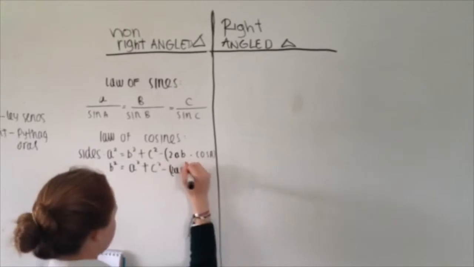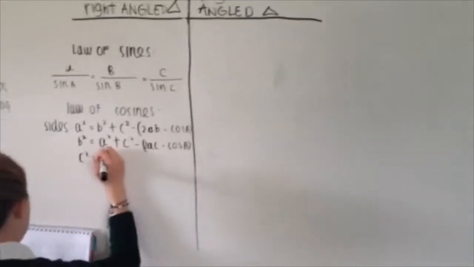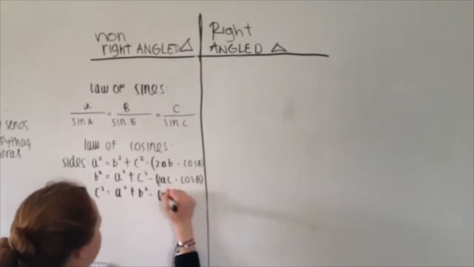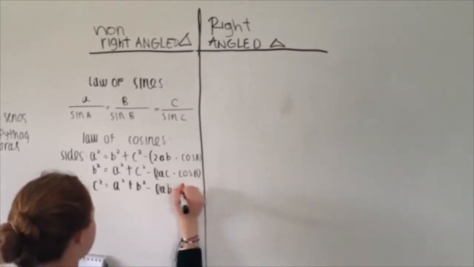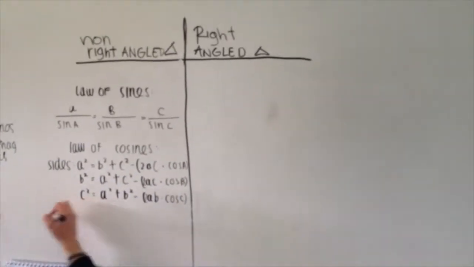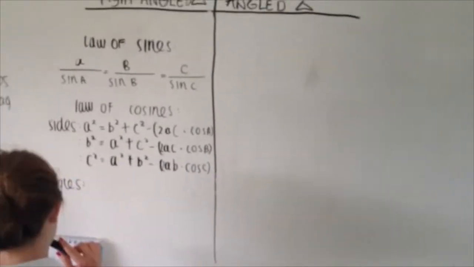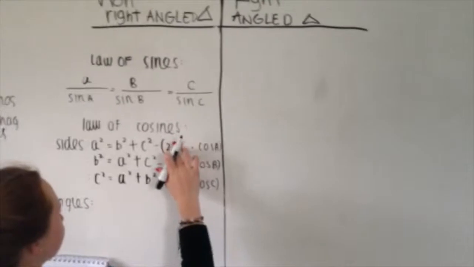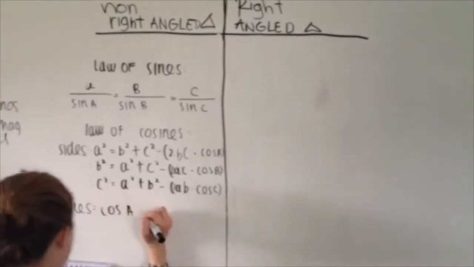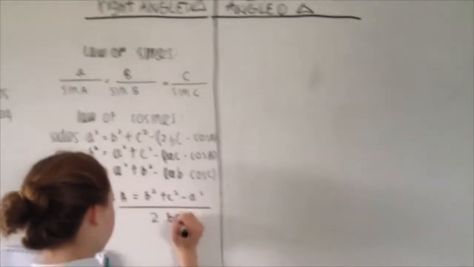To find B squared, you have to do A squared plus C squared times 2 times A times C times cosine of B. And to find C, you have to do A squared plus B squared times 2 times A times B times the cosine of C. And now to find out the angle, what you have to do is cosine of A equals B squared plus C squared minus A squared divided by 2 times B times C.